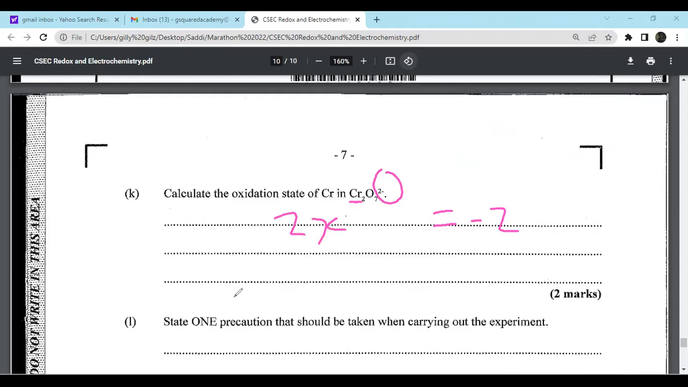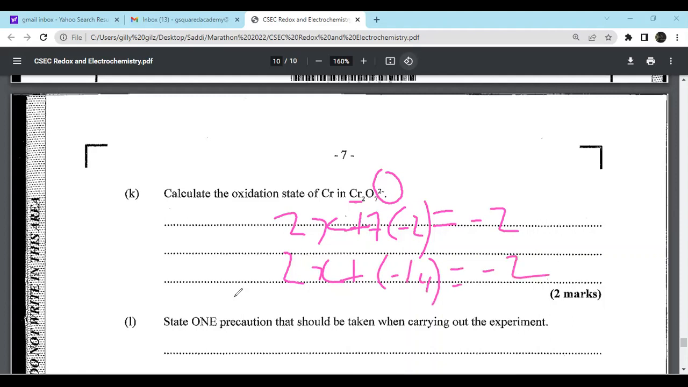I can put Cr, but I'm just putting x, plus 7 times the oxidation number of oxygen. The oxidation number of oxygen is always -2. At your level, they do not talk about peroxides and superoxides. They really just talk about oxides, and for oxides, the oxidation number is -2. So now this becomes an algebraic expression: 2x plus 7 times -2 is equal to -2. What is 7 times -2? That is -14.